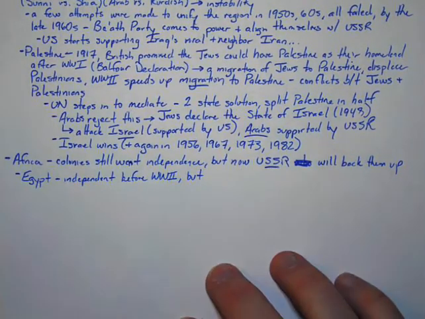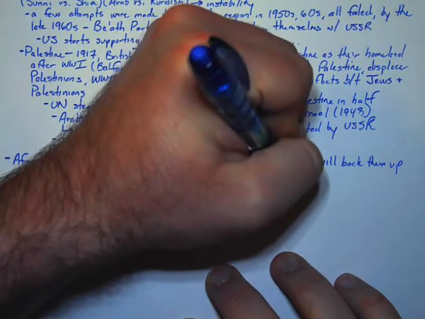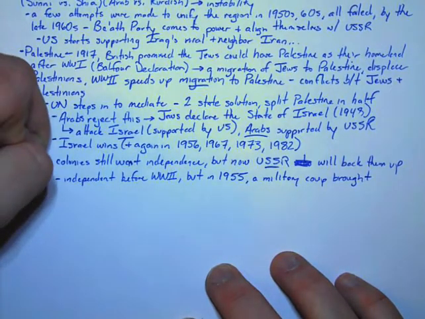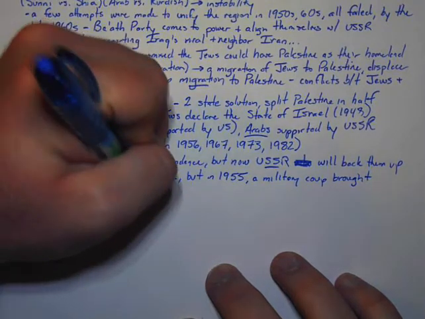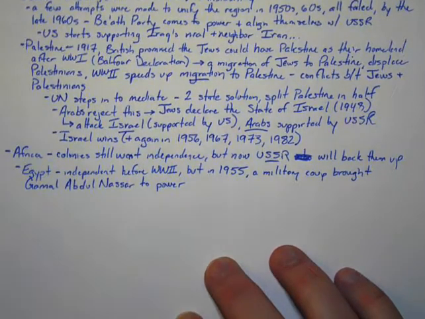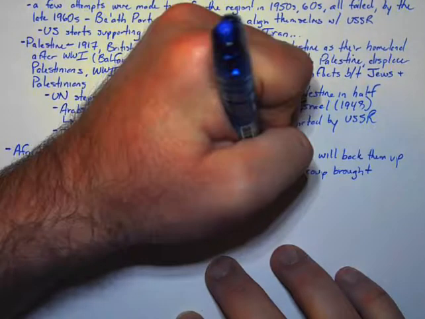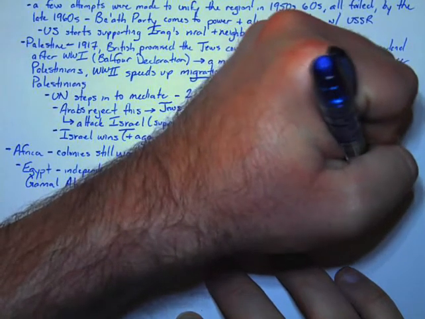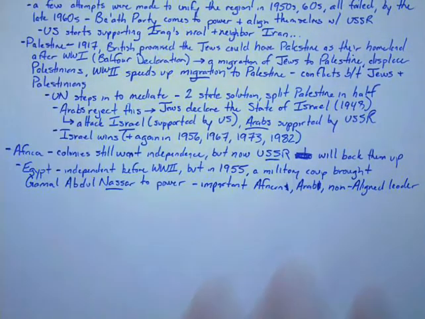But we're going to pick the story up in 1955. There was a military coup that brought Gamal Abdul Nasser to power. And Nasser is a really important leader because he's an important African leader. So Africans look to him, Arabs look to him, and he's a leader of the non-aligned movement. So he's an important Arab, African, and non-aligned leader.